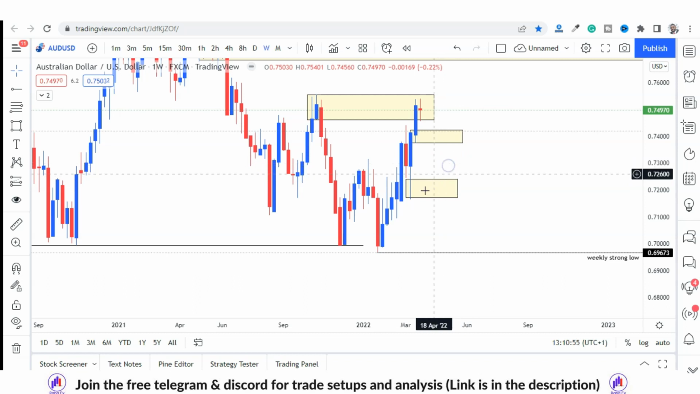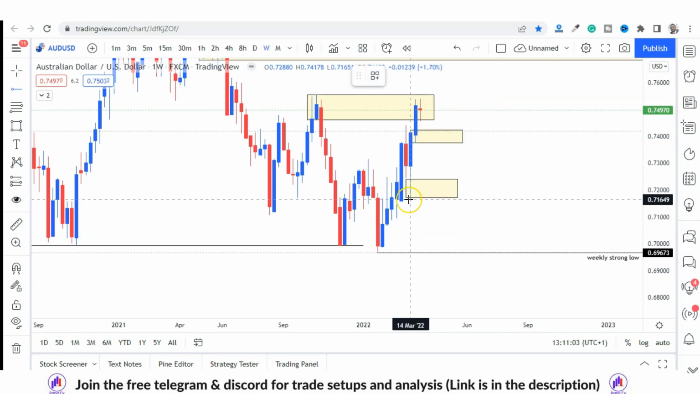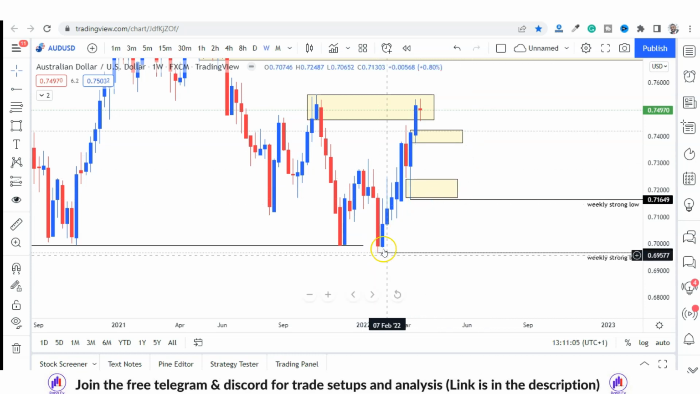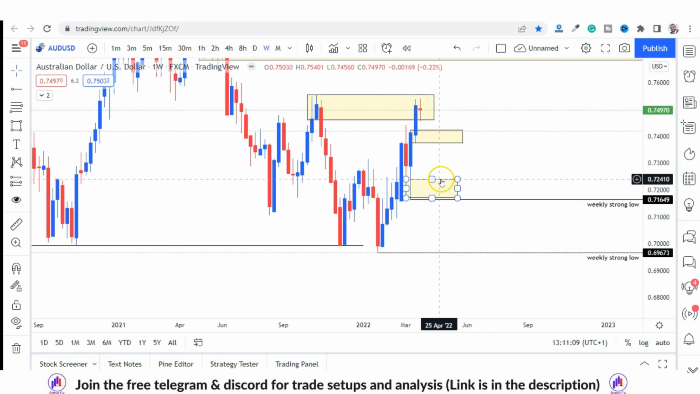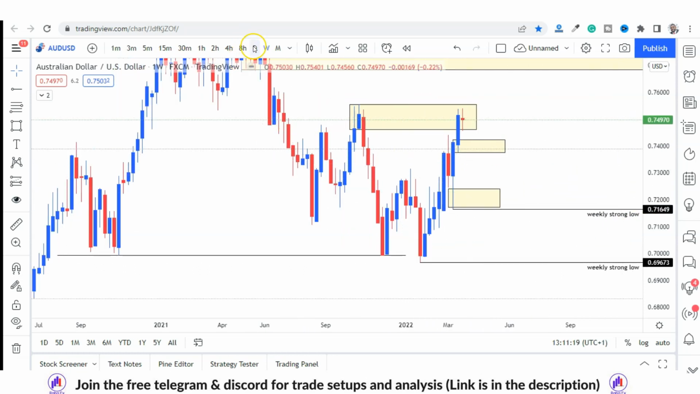Okay, so we can also mark this out. Let's mark that out as well as a strong low. Okay, even this is the original strong low, but let's mark this out because there's no other name to give it than to call it a strong low. So we don't expect price to trade below this. That's what it means. So that is what we can mark out on the weekly.